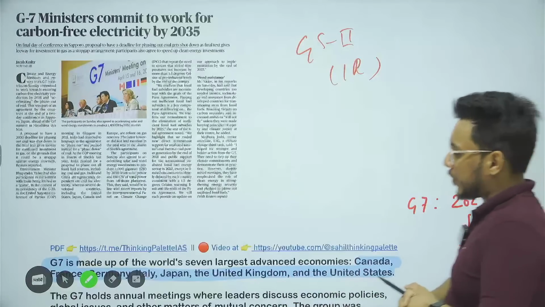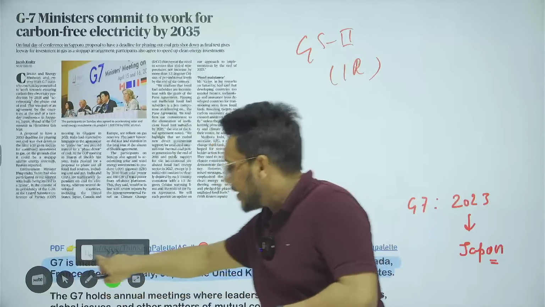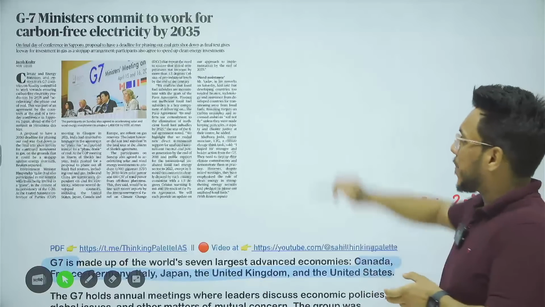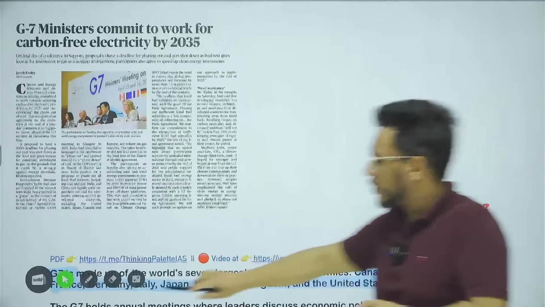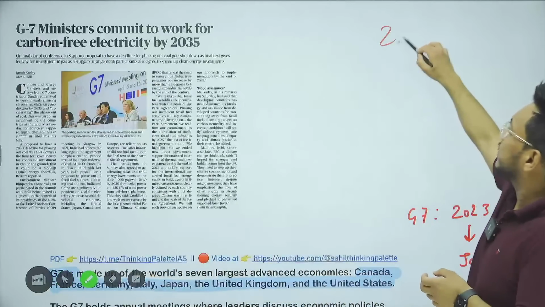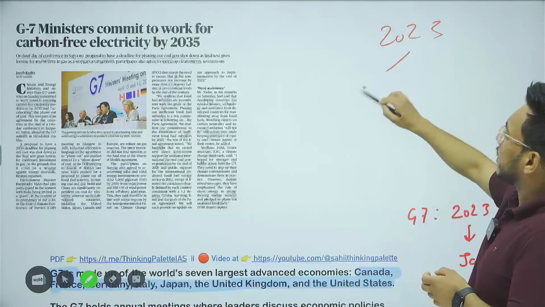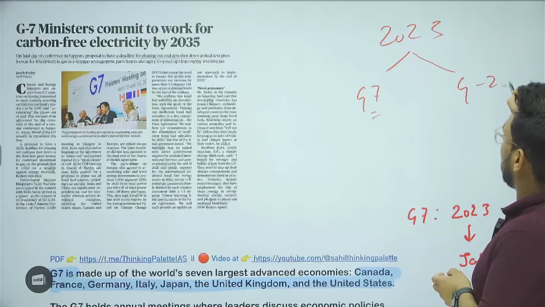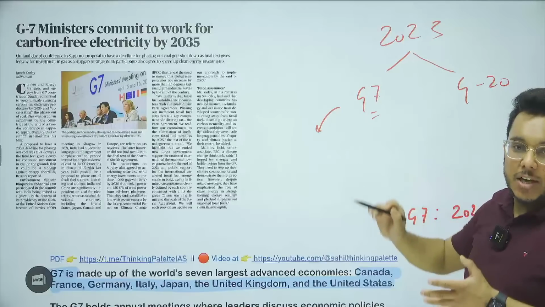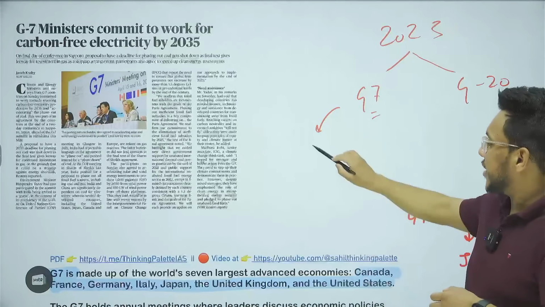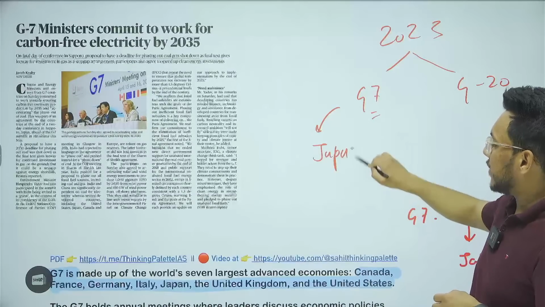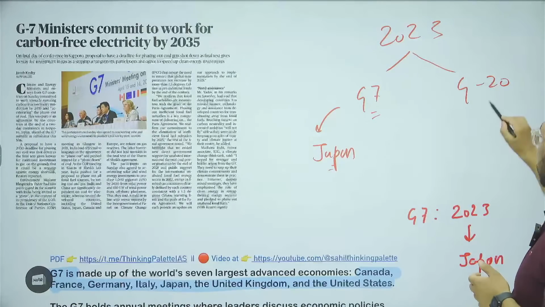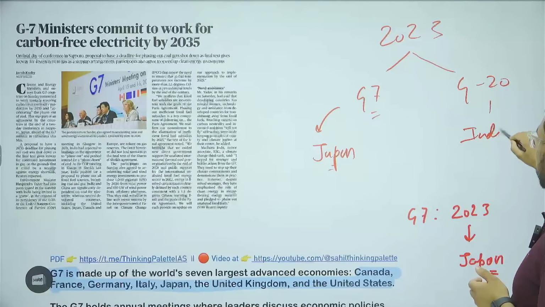Fine. Now, before moving on, guys, in this particular article, let's understand some of the basic background information. So basically, in 2023, G7, that is Group of 7, is being chaired by Japan. The president of G7 is Japan, and for 2023, the president of G20 is India.